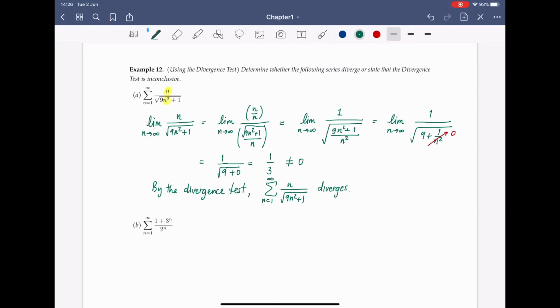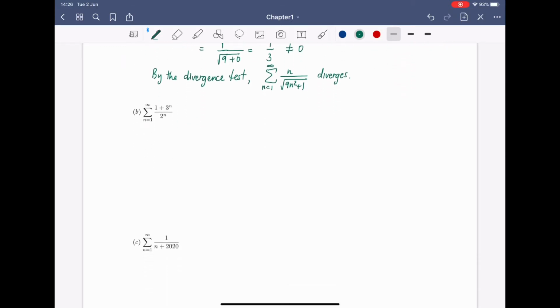As long as you compute the limit of a sub n and the limit is not equal to 0, then you can conclude that the series is divergent. The statement is so simple, right? So the hardest part comes back to when you compute the limit. Alright, let's do part B.